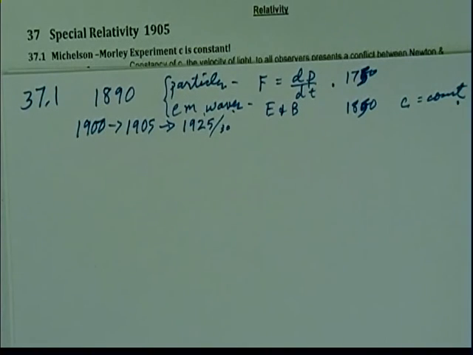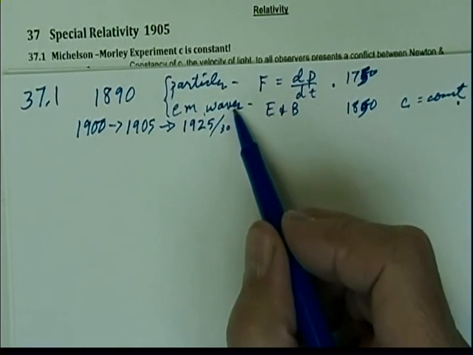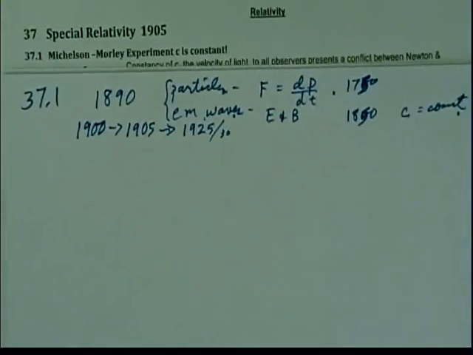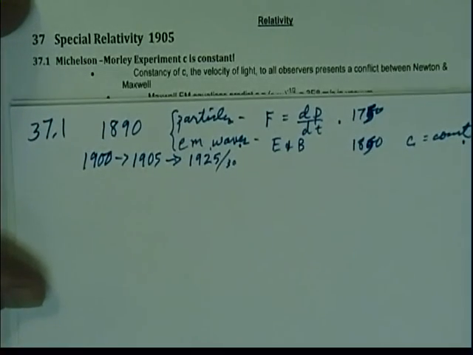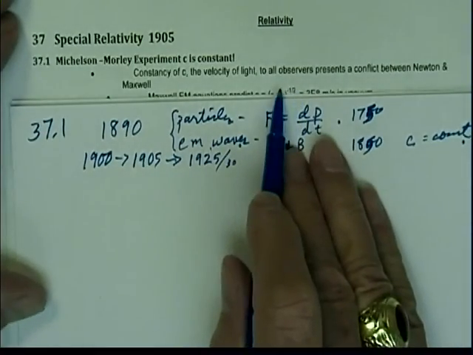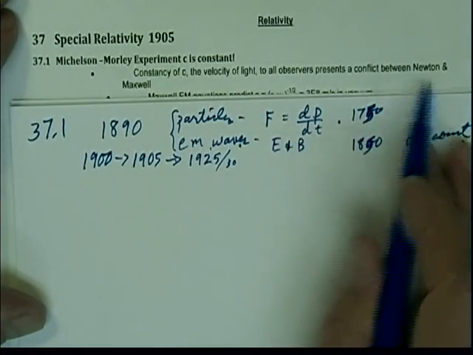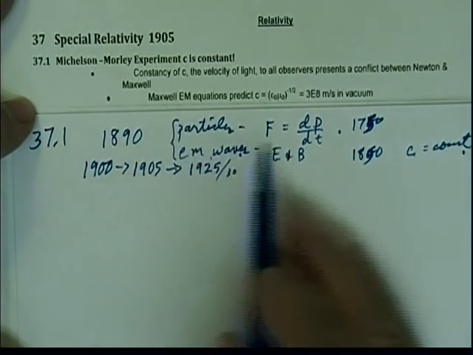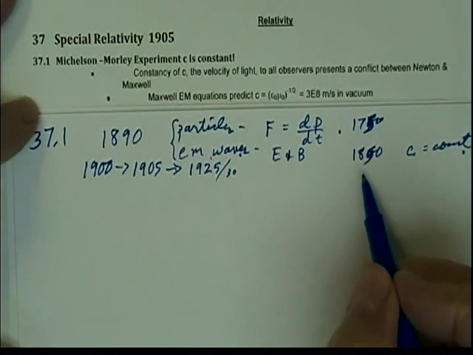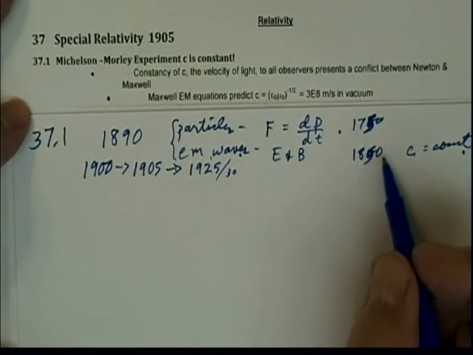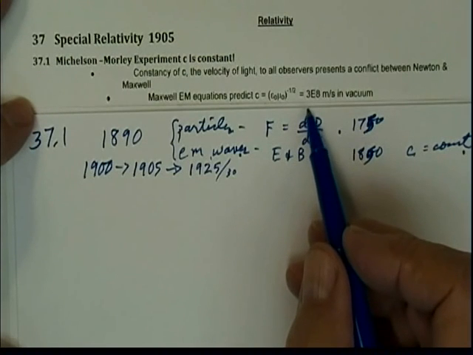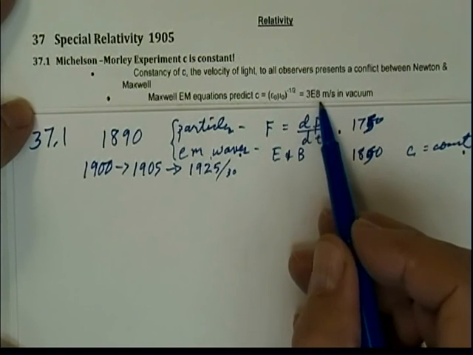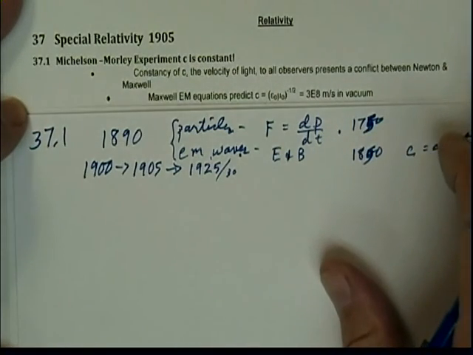So what was this issue of a conflict between electromagnetic waves and particles? Well, as I mentioned before, the constancy of the velocity of light, that all observers see light moving at the same speed, is predicted by Maxwell's equations. Maxwell did his work in about 1855. He was a Scottish physicist, and that's about the time of our Civil War. If you compute this, it turns out to be very close to 3 times 10 to the 8th meters per second in a vacuum.